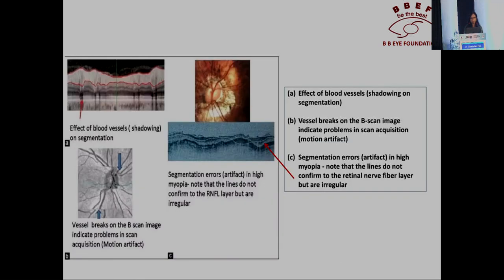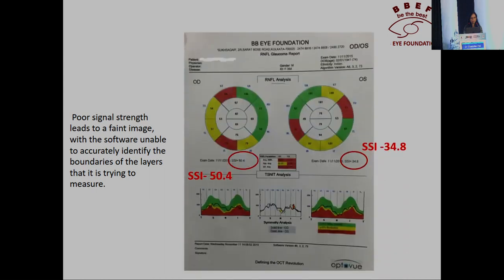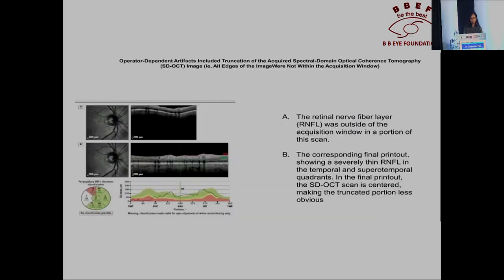Effect of blood vessels, if you see shadowing, as you see out here, shadowing on segmentation. Next come vessel breaks, as you see on the B-scan image, indicating problems in scan acquisition, and of course segmental errors can actually reflect as artifacts which can mislead your diagnosis. So poor signal strength, so you've got to be careful what is the signal strength before you actually label a patient as glaucomatous. Something like this, as you see on your left, that is 34.8, could mislead a clinician.